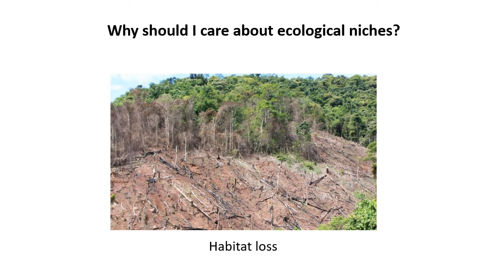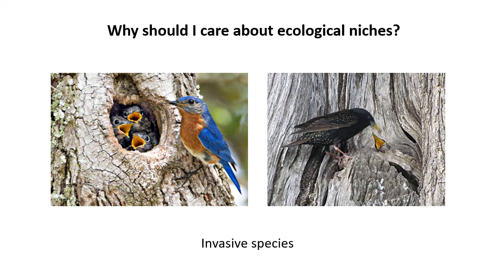This is an image of deforestation in the tropics. When we do that, we disrupt niches, we disrupt species, and that's why we're losing biodiversity so rapidly. So if we can understand species niches, we can make better decisions about what kinds of habitat to conserve, if we want to protect certain species or protect biodiversity.